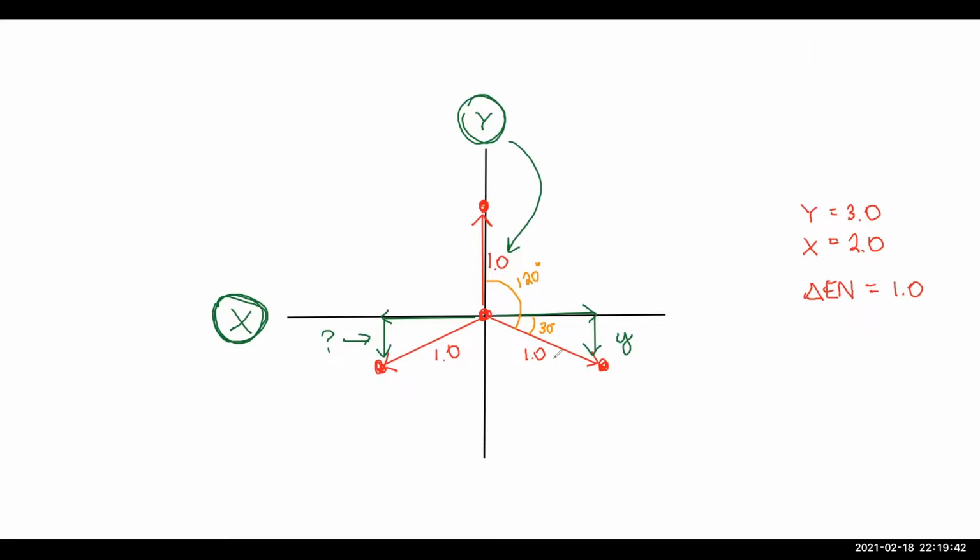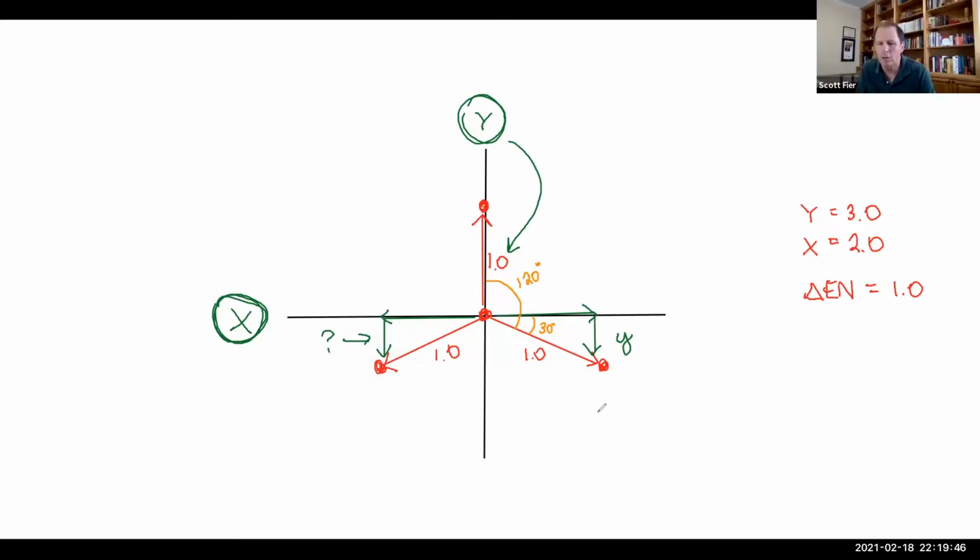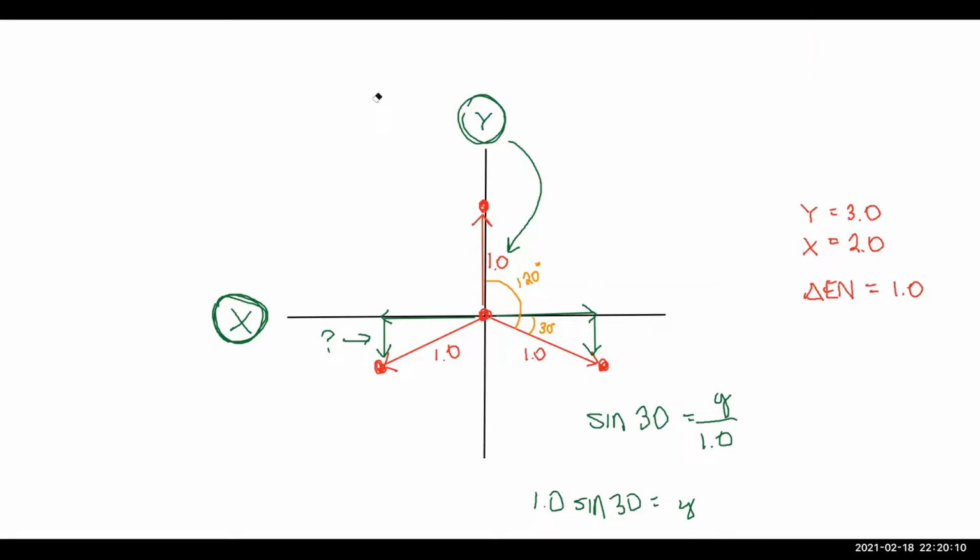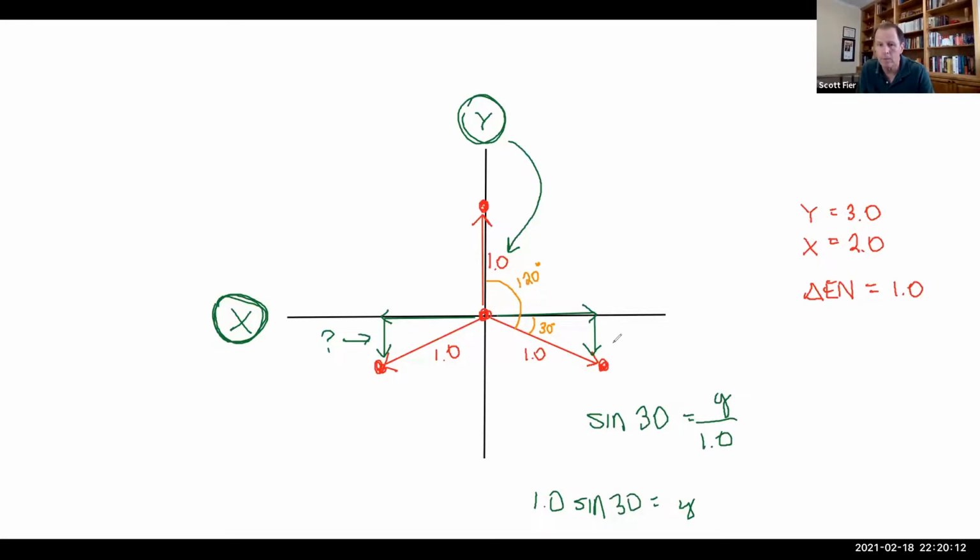See this? 1 times sine 30. Opposite, 1 times sine 30 equals y. Opposite over hypotenuse is sine. So the sine of angle 30 equals opposite over hypotenuse. So if I bring the 1.0 to the other side, y has to equal 1 multiplied by sine of 30. What's the sine of 30? Right, 0.5, excellent. But see, it's pointing in the downward direction. So that means it's negative 0.5.